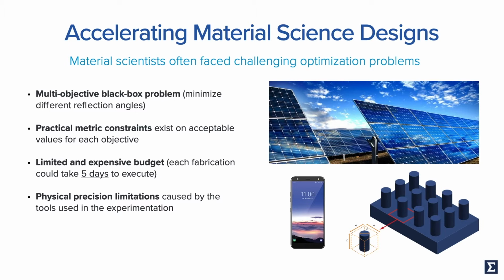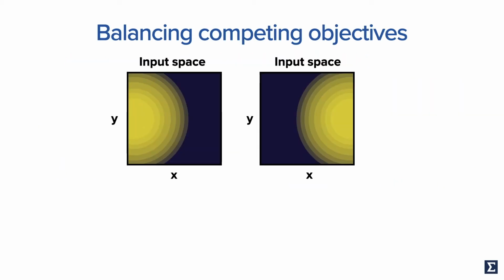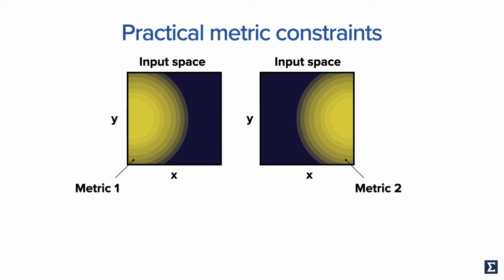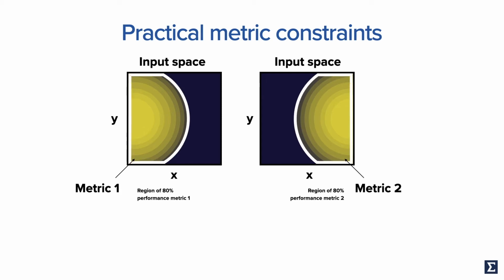Let's illustrate some of the challenges that we face in this project with a simple example. In many situations, we have multiple competitive objectives that we care about. Here we show a problem with two metrics, where optimizing one hurts the other one. There are also practical constraints on each of these metrics. For example, we want both metrics to be at least 80% effective. In practice, we implement this setting with constraints on the objective functions.